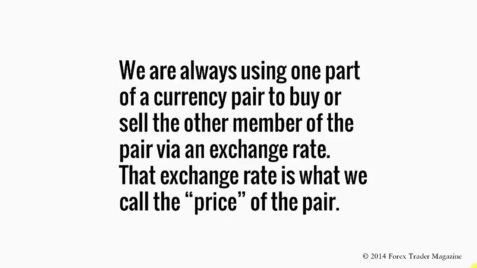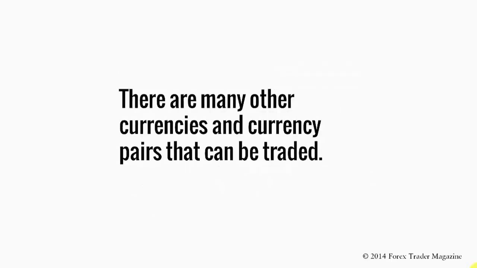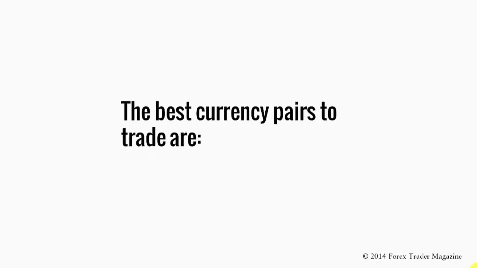We are always using one part of a currency pair to buy or sell the other member of the pair via an exchange rate, and that exchange rate is what we call the price of the pair. There are many other currencies and currency pairs that could be traded, far beyond those 8 majors.